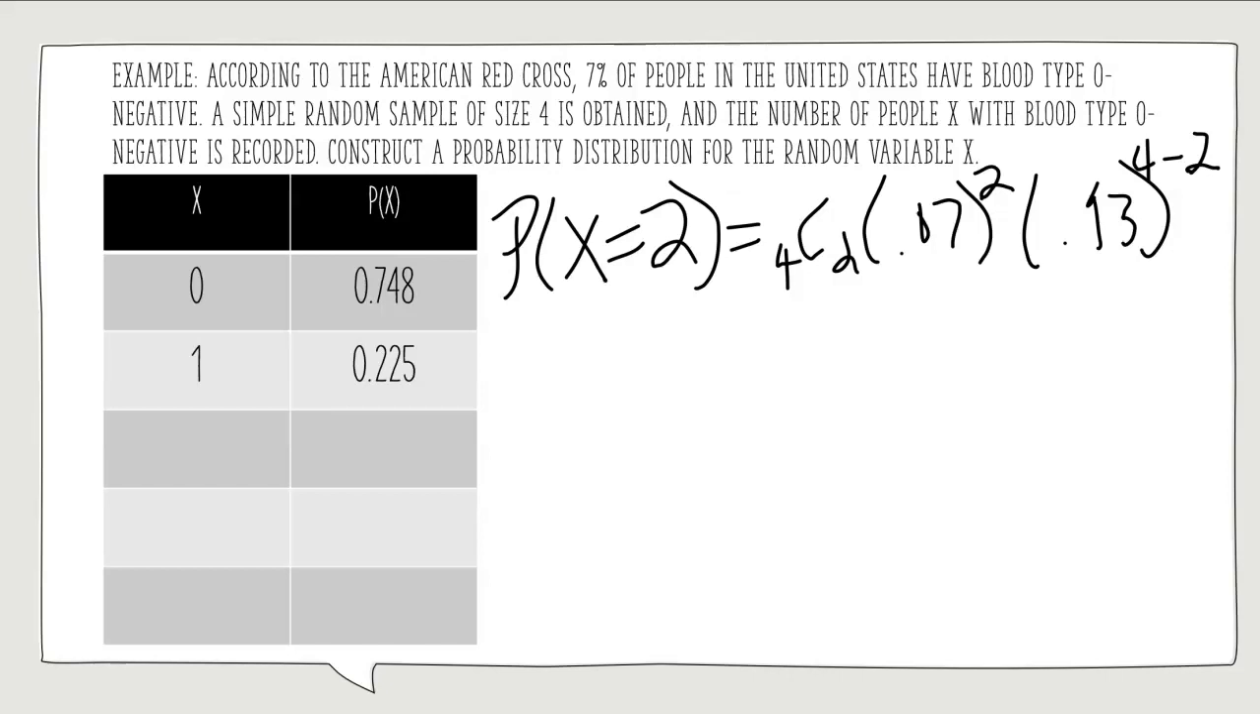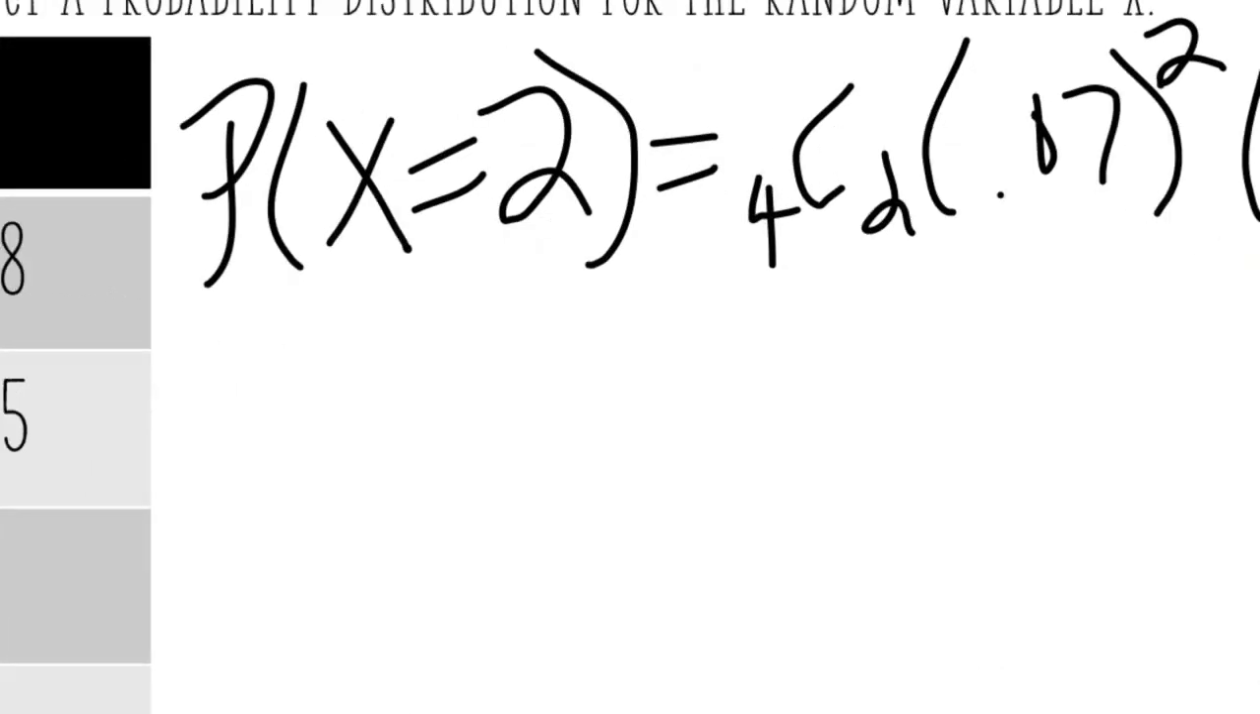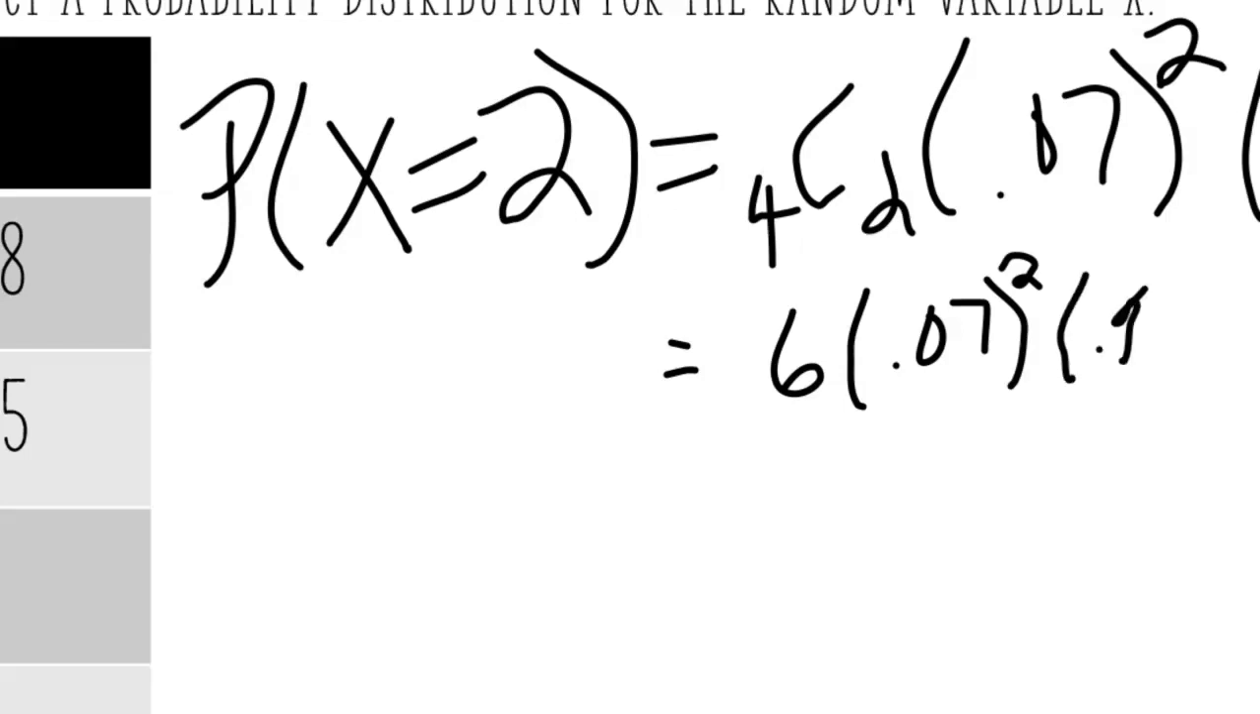This is 4 choose 2. If you plug that into your combination calculator, you end up getting, sorry, my screen zoomed in, you end up getting 6. And then you have 0.07 to the second power. And then you also have 0.93 to the second power.